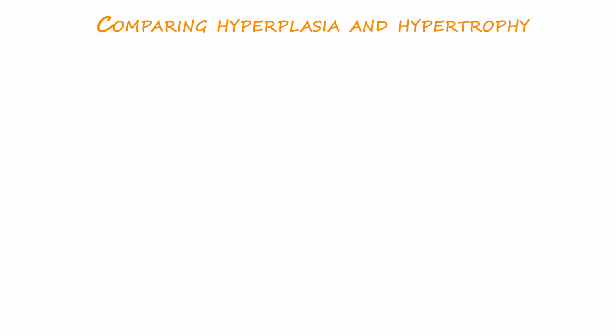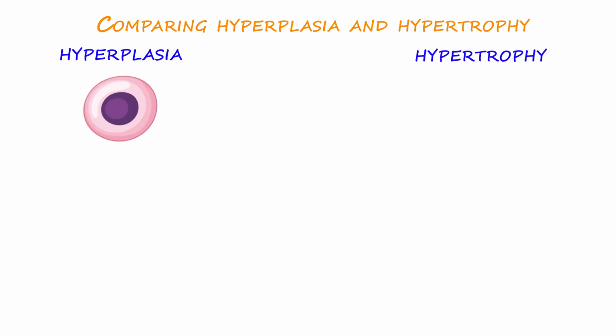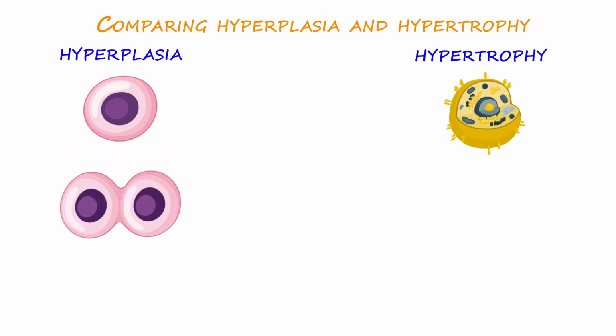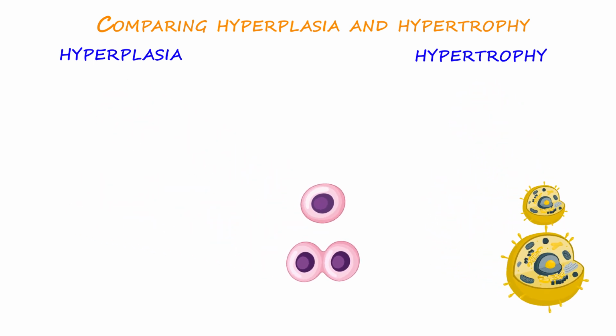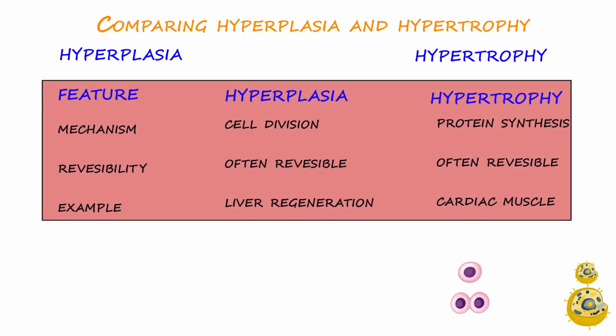Comparing hyperplasia and hypertrophy, two fundamental cellular growth adaptations. Hyperplasia increases the number of cells through division. Hypertrophy, in contrast, increases the size of existing cells. Let's examine the key differences between these two adaptations.